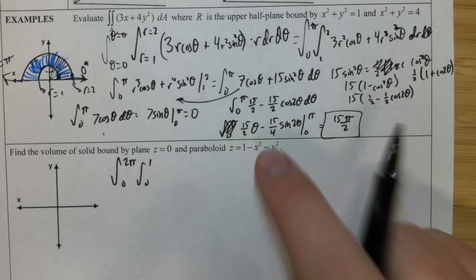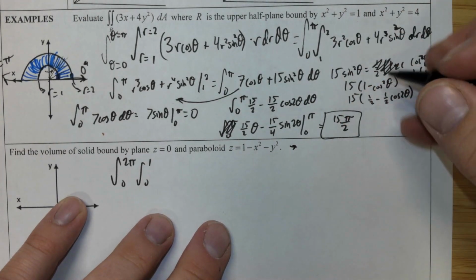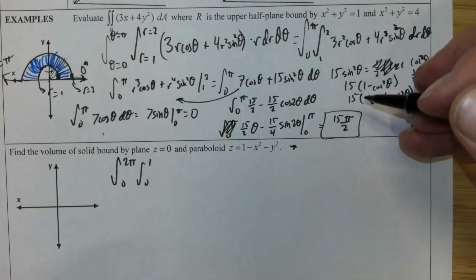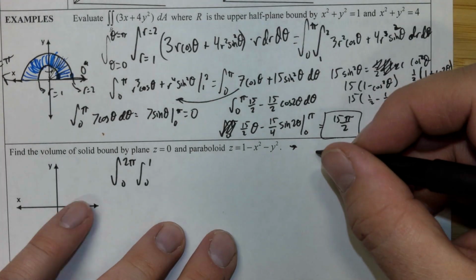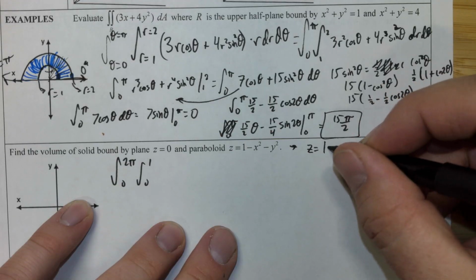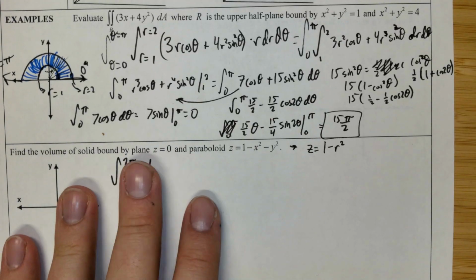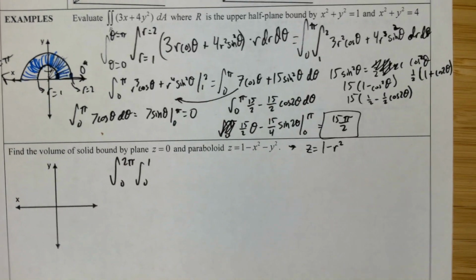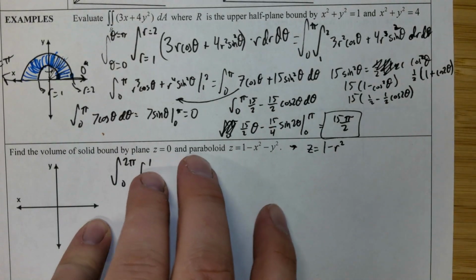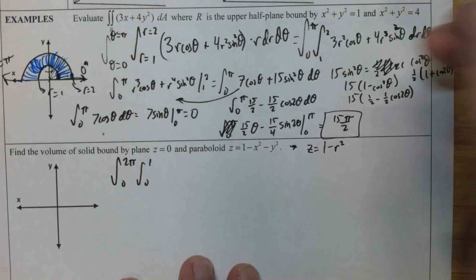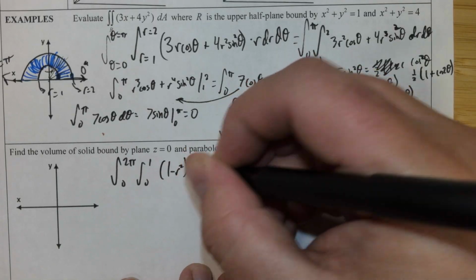Again, this function needs to turn into a function of r and theta, so this becomes z equals 1 minus r squared. In case you're wondering where those r bounds came from, you could plug in the lowest point and the highest point. That is worth talking about.